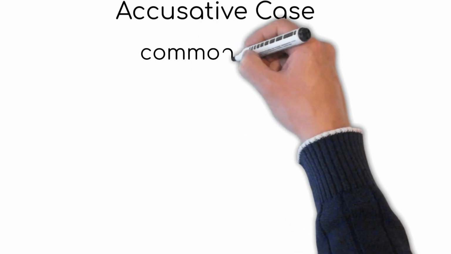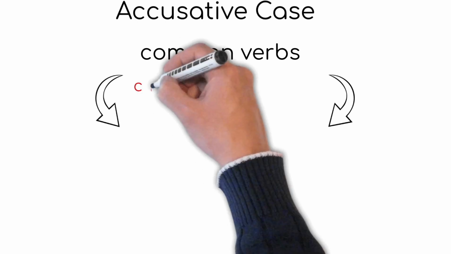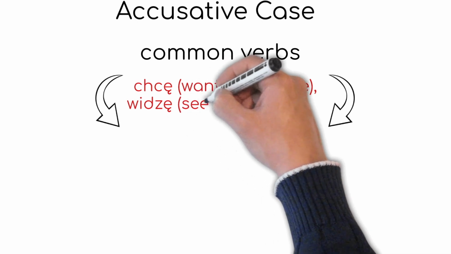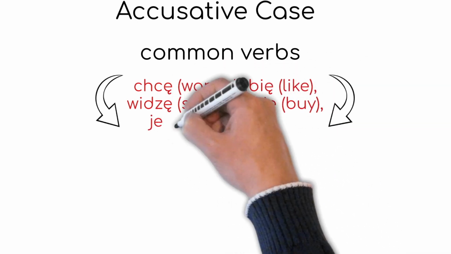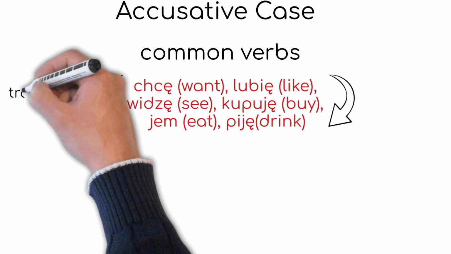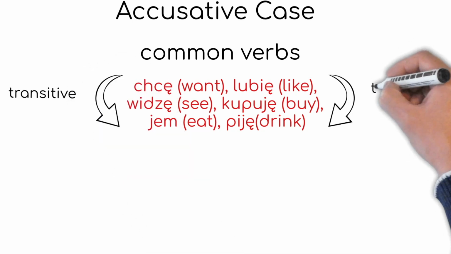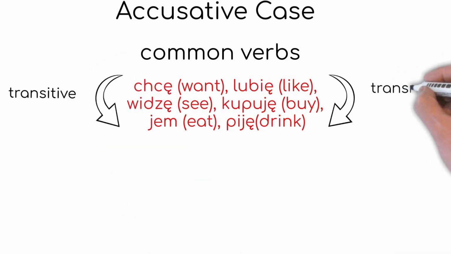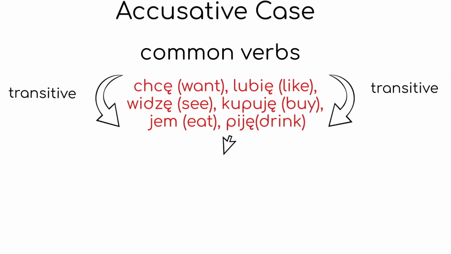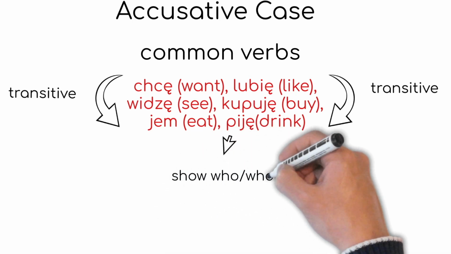The accusative case uses some common verbs, such as chcę, lubię, widzę, kupuję, jem, piję. These are known as transitive verbs. Transitive verbs show who or what receives an action.